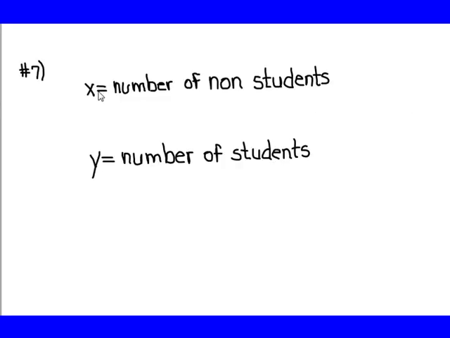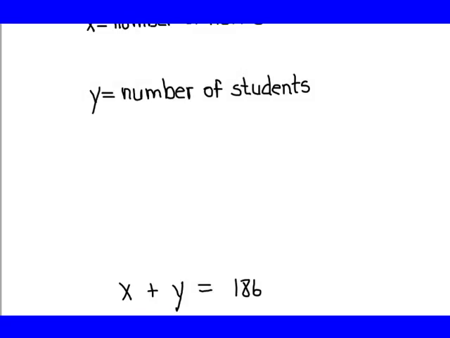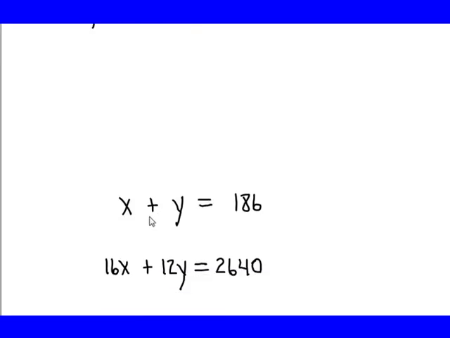So now that we know what X and Y stand for, here we have that the total, X plus Y, is 186. Then they gave us that 16X plus 12Y equals 2,640. So that's the price of the two different tickets. In this case, it's 16 for non-students, 12 for those who are students.